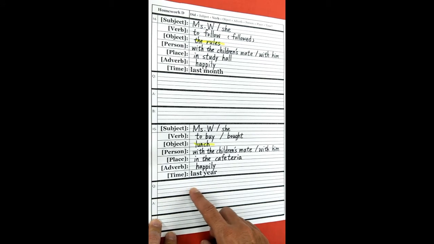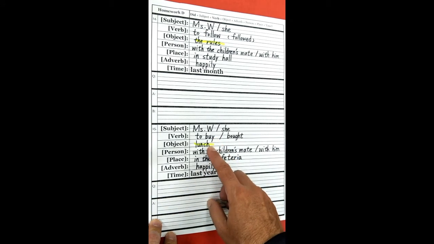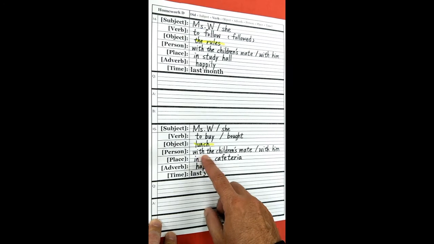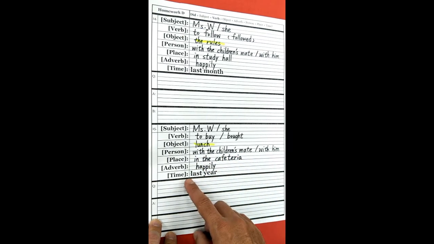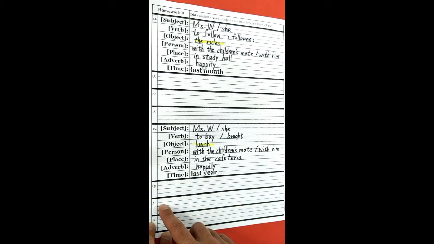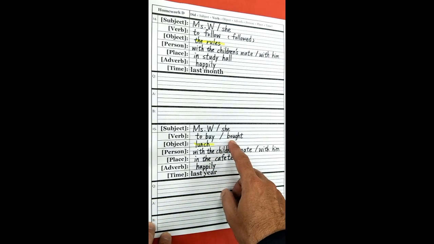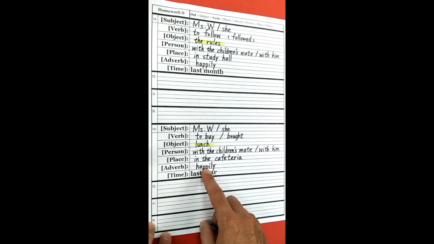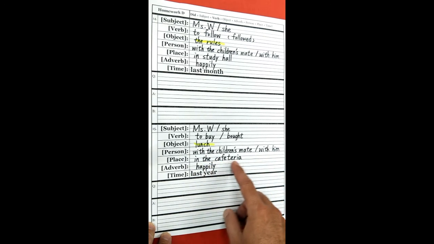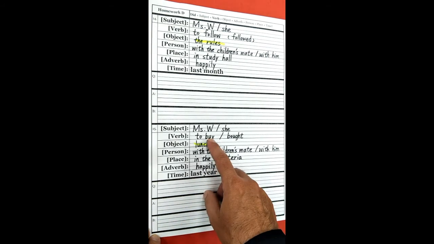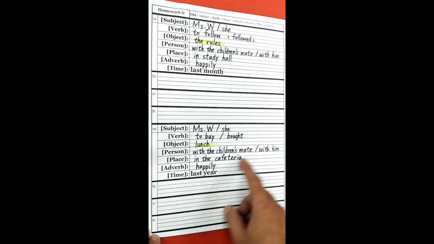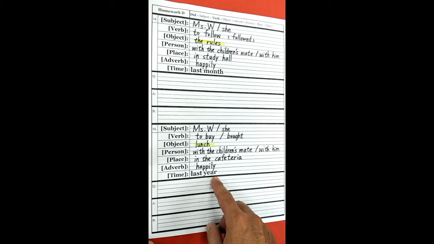Did Ms. W buy lunch happily with the children's mate in the cafeteria last year? Yes, she bought lunch happily with him in the cafeteria last year. No, she didn't buy lunch happily with him in the cafeteria last year.